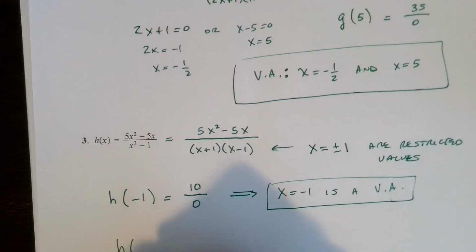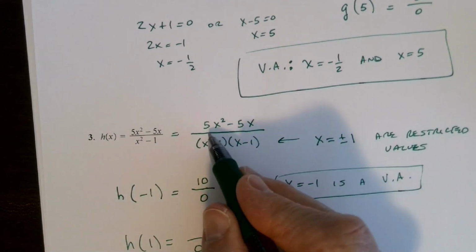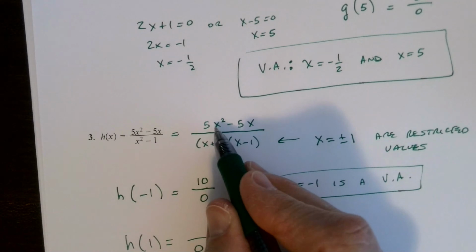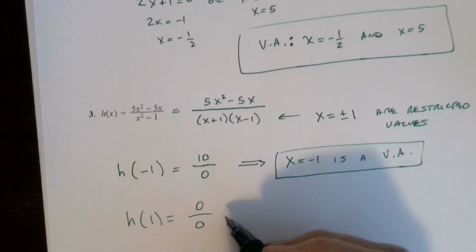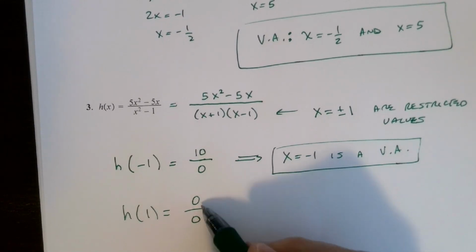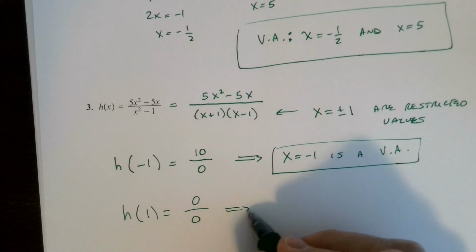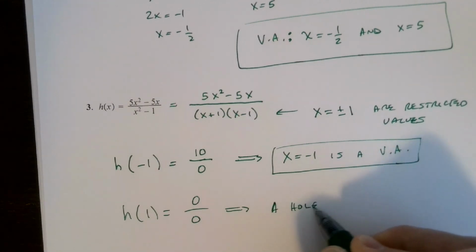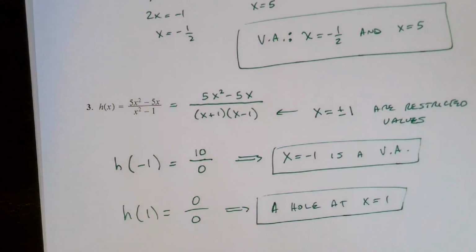What about 1? What happens if I plug in 1? The denominator we know is 0. What about here? 5 times 1 squared is 5, and 5 times 1 is 5. What's 5 minus 5? It's 0. Now this tells us what? That both the numerator and denominator being 0 tells us we don't have a vertical asymptote. In fact, remember, there's a hole at x equals 1.